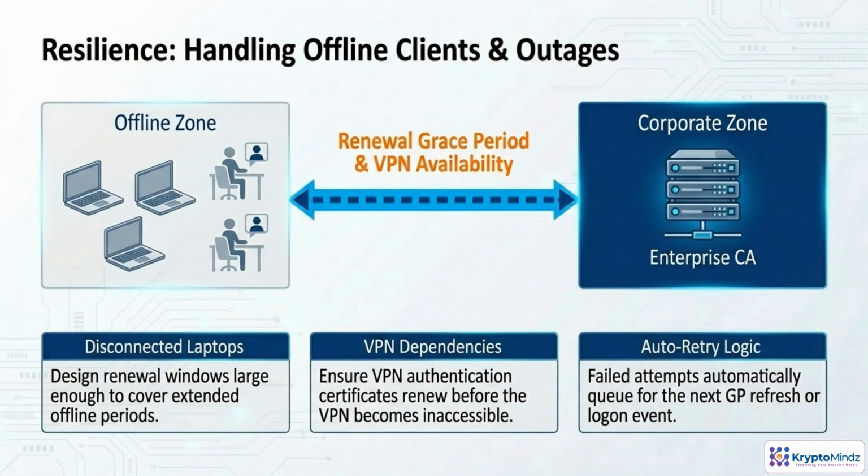Offline and remote clients are where many auto-enrollment designs fail. You need generous renewal windows so laptops that disappear for weeks can still renew before their certificates expire. Watch VPN dependencies closely. If the VPN certificate expires, the user can't even reach the CA to fix it, so renew those early and often. Also rely on retry behavior. Ensure failed enrollments are automatically retried at logon or group policy refresh, so brief outages don't turn into ticket storms.